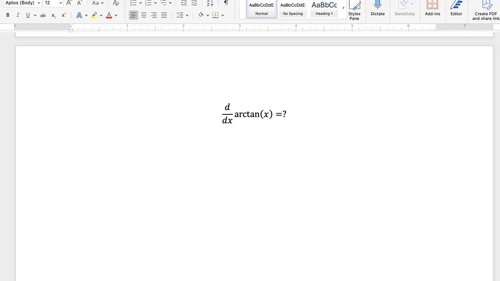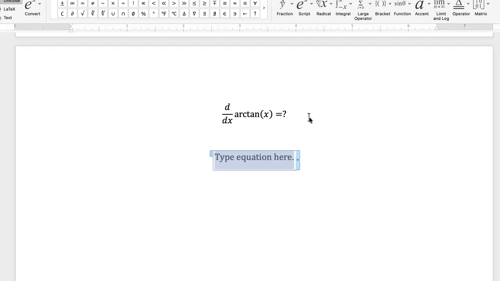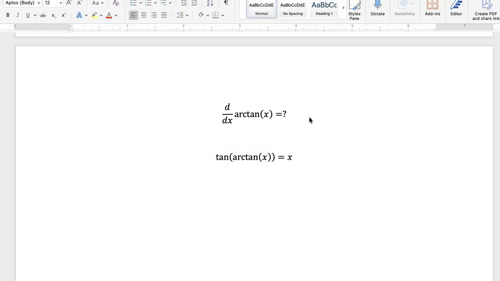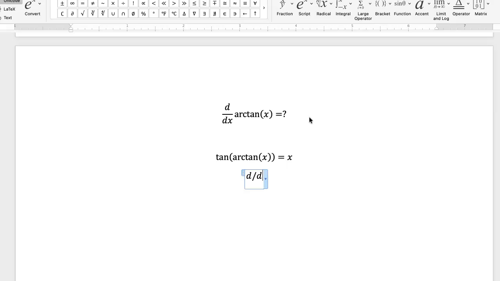In this video, we're after the derivative of the arctangent. And as with the arcsine and the arccosine, our starting point is going to be the fact that the tangent of the arctangent of x is x. Since they are inverse functions, this works just fine. And we're going to take the derivative of this.